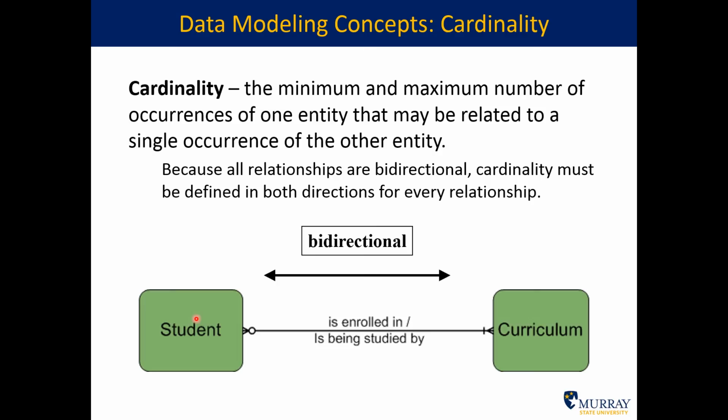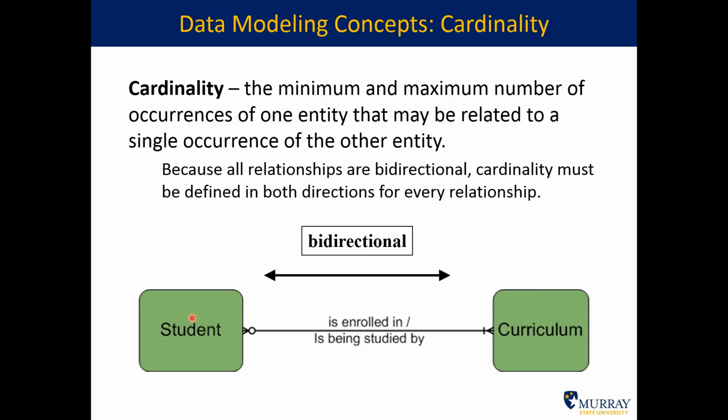Now, each relationship can be characterized further in terms of the cardinality. So what is the cardinality? I know this definition sounds a bit complicated. It's the minimum and maximum number of occurrences of one entity that may be related to a single occurrence of the other entity. Once again, it's the minimum and maximum number of occurrences of one entity that may be related to a single occurrence of the other entity.